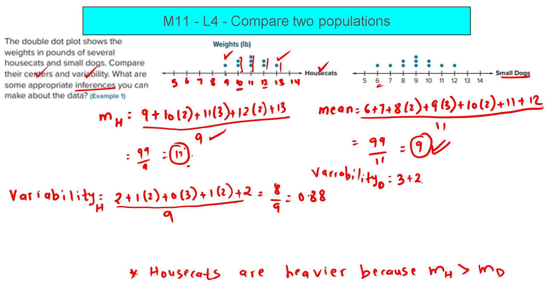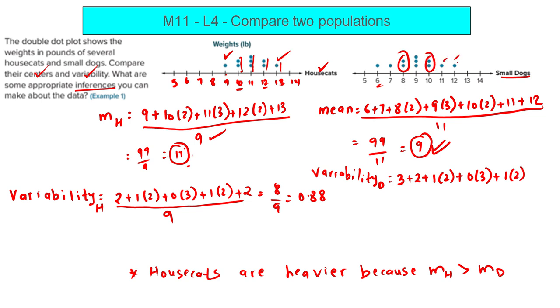9 minus 7, 2. Only single 2 because there is single 7. 9 minus 8, 1. But 1 times 2. Why? Because there are 2 8s here. Check. Then 9 minus 9, 0. 0 times 3 because there are 3 9s. Then 9 minus 10, 1 times 2 because there are 2 10s.